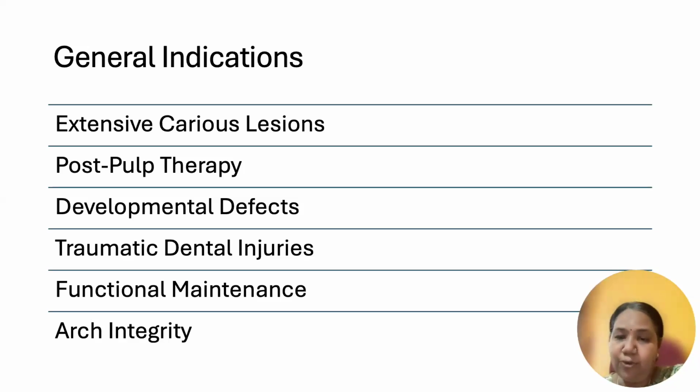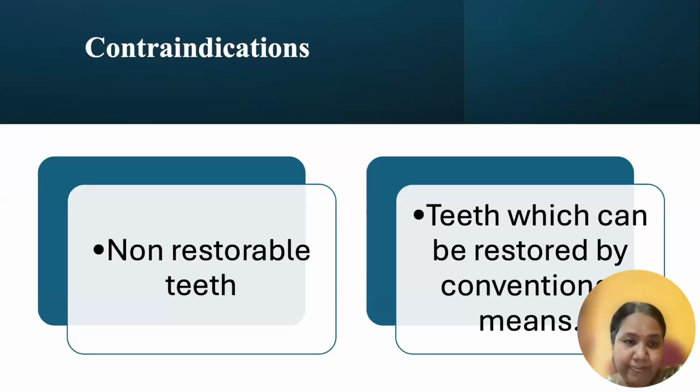These crowns are used following traumatic dental injuries to restore form and function. They are also used to maintain the tooth in proper occlusion and to maintain masticatory efficiency and phonetics. They also keep the vertical dimension of the lower third of the face, and definitely for arch integrity when we use them as abutments for space maintainers or when we want to prevent any undesirable tooth migration.